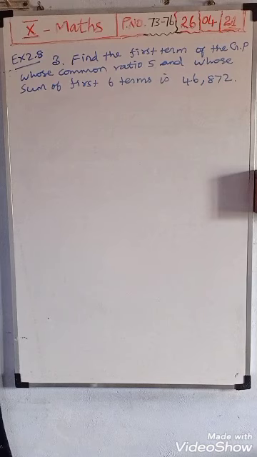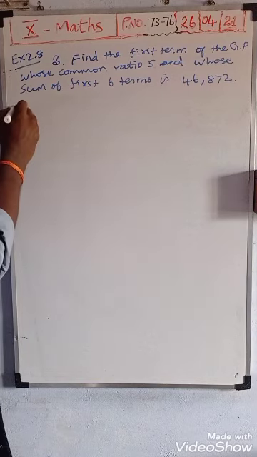Next, the third question is: find the first term of the GP whose common ratio is 5 and whose sum of the first 6 terms is 46,872. In the previous question, the GP was given and we found the sum of 6 terms. Here the sum of 6 terms, 46,872, and the common ratio are given, and we want to find the first term.